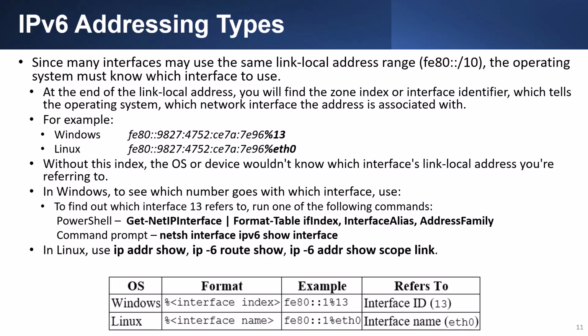In Windows, to see which number goes with which interface, use one of the following commands: Get-NetIPInterface from PowerShell, or netsh interface ipv6 show interface from the command prompt. In Linux, use ip addr show, ip -6 route show, or ip -6 addr show scope link.